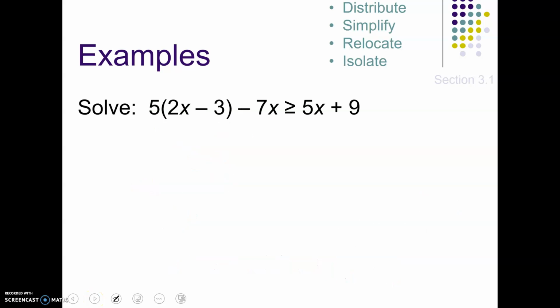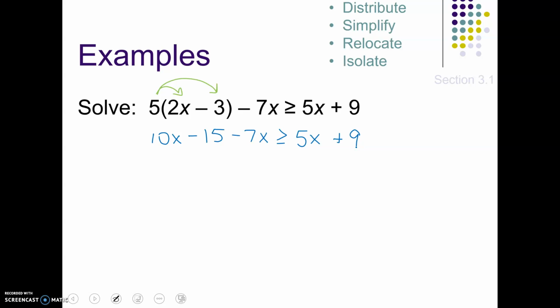So let's try another one, same idea. First thing we do is we distribute. Again, the idea here with distributing is to release everything from the parentheses so that they're free to move around. So 5 times 2x gives me 10x. 5 times negative 3 gives me negative 15. And I see no other parentheses, so I'm just going to copy everything else.